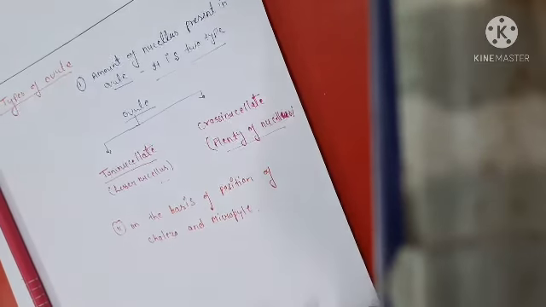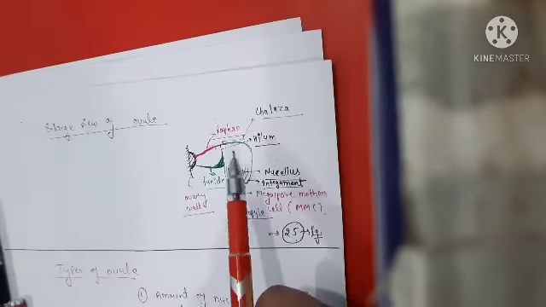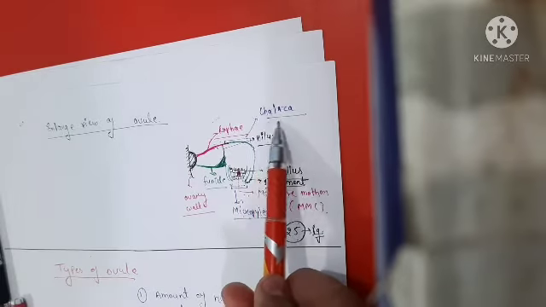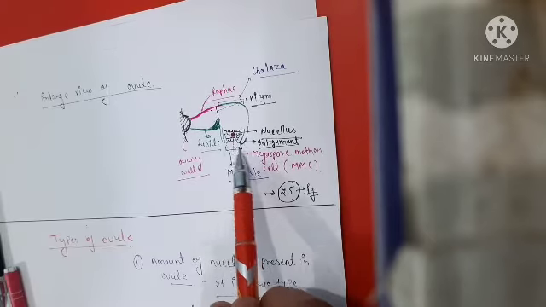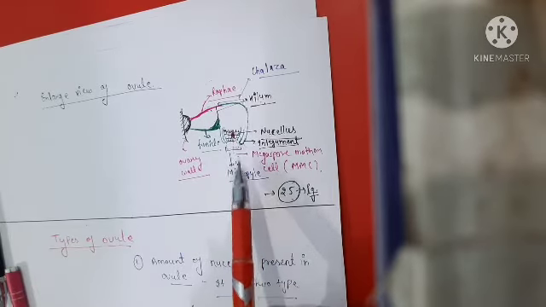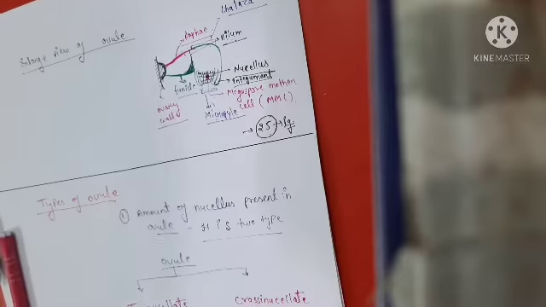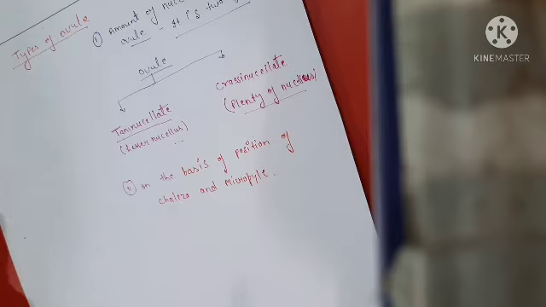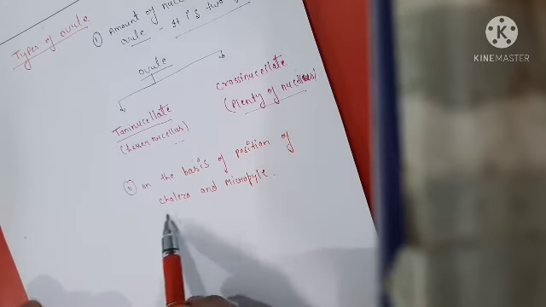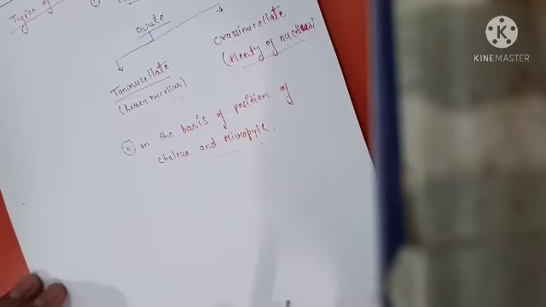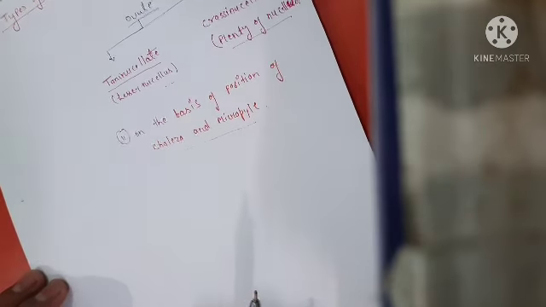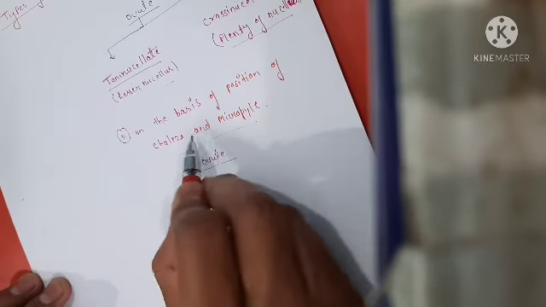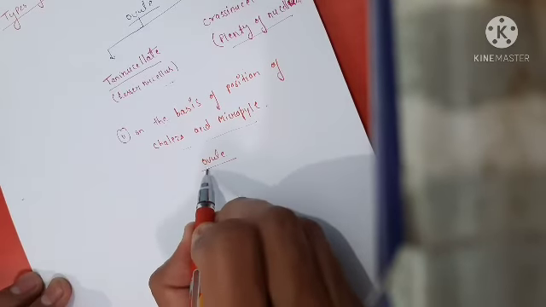Here friends, in the previous video we discussed this. See, this position is called the chalaza or chalazal end, and this opening is called the micropyle, or micropylar end. So on the basis of the position of chalaza and micropyle, ovules are divided into 6 types.